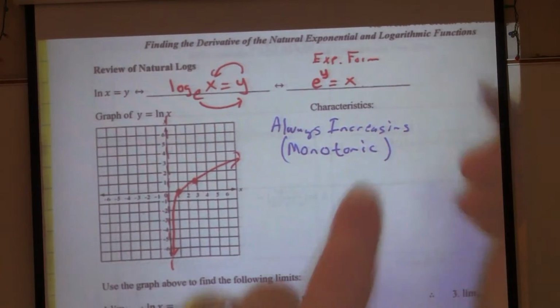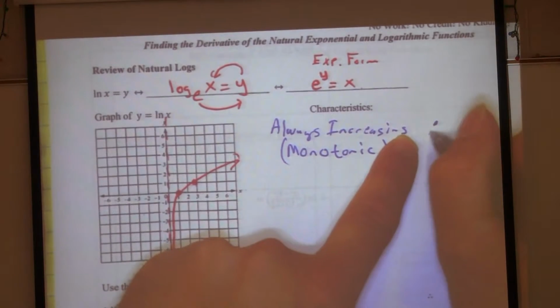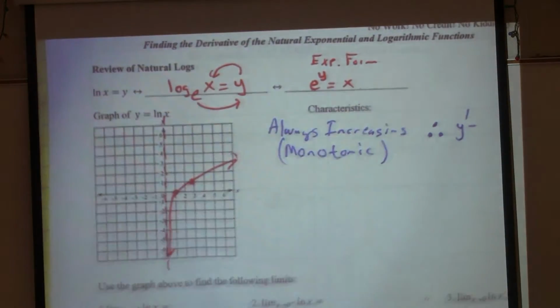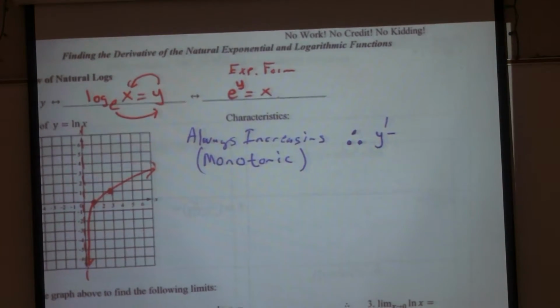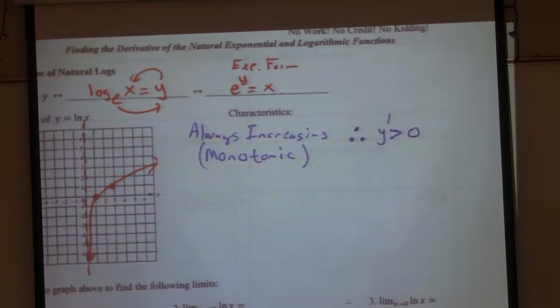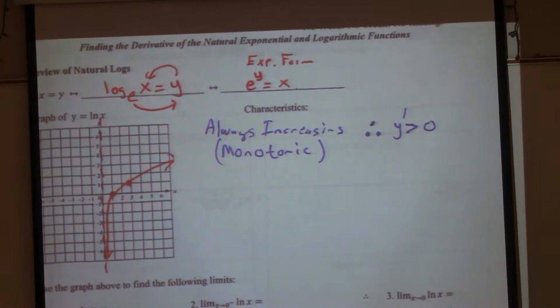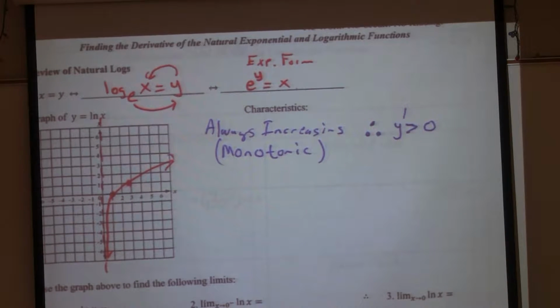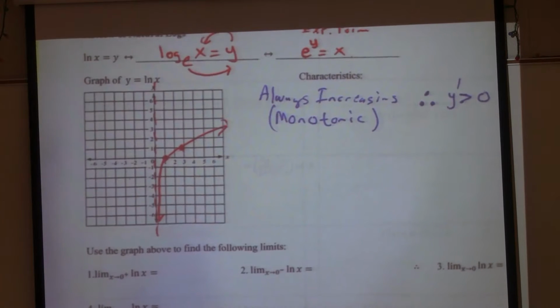Cool? So if the function's always increasing, what can you tell me about the derivative? What would the y prime be? Positive. So that means it's greater than 0, right? The derivative is positive, the function is increasing. Cool. What can you tell me about the concavity of that curve?